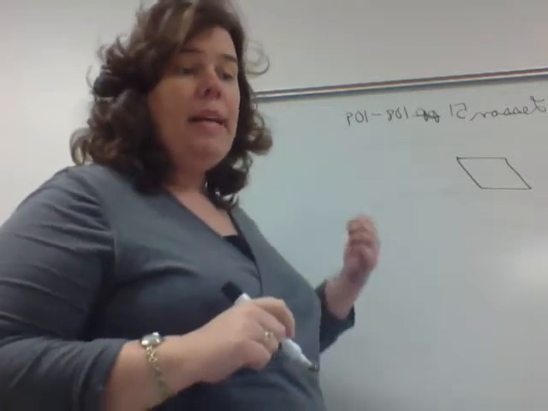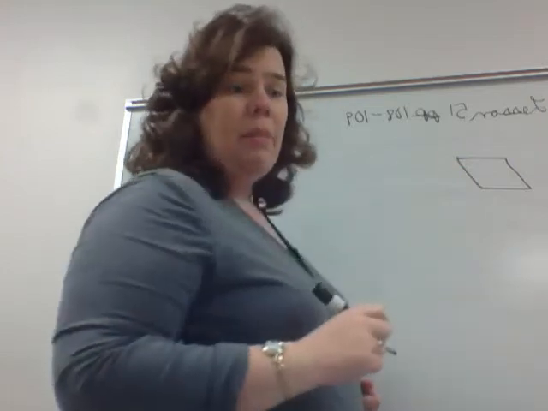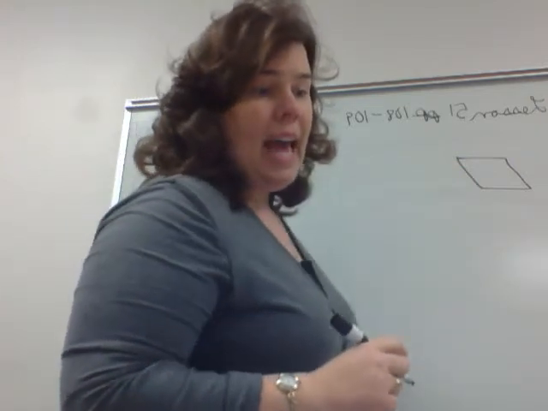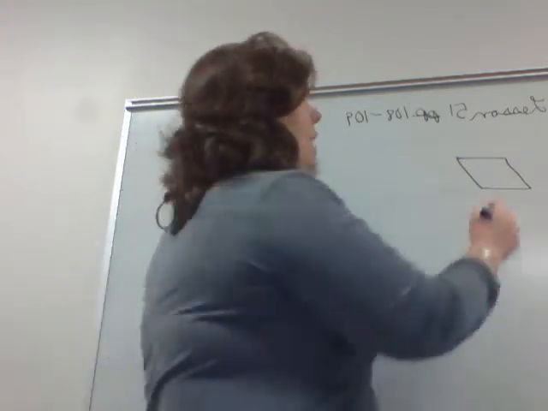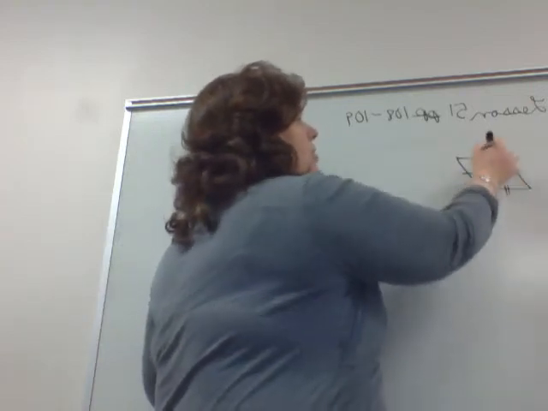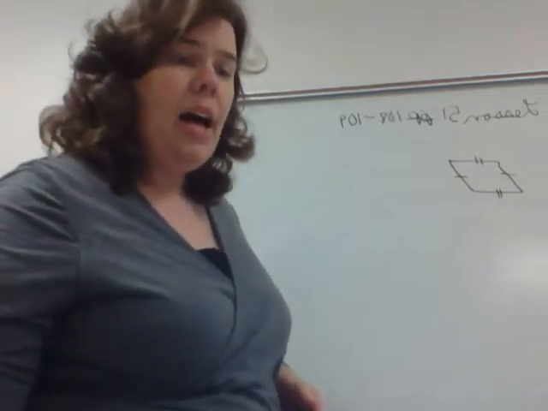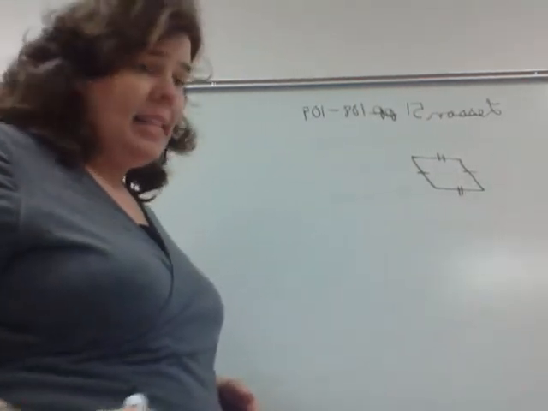A parallelogram is a quadrilateral because it has 4 sides. But what's special about a parallelogram is opposite sides are parallel, but they're also congruent. These are congruent, the top is congruent with the bottom. That means they're the exact same size.